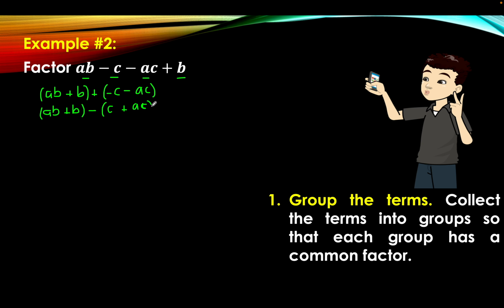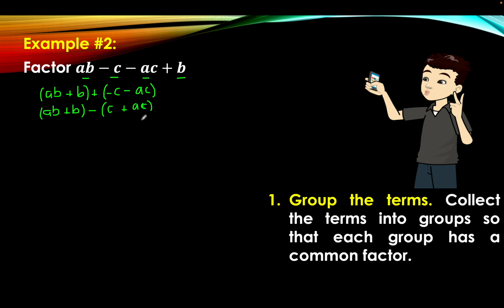So all we need to remember is when we remove the negative sign, that changes the sign of the terms inside the parentheses. From negative, it becomes positive, and positive becomes negative. In this case, it happens that both terms are negative. Thus, negative c becomes positive c, and negative ac becomes positive ac.